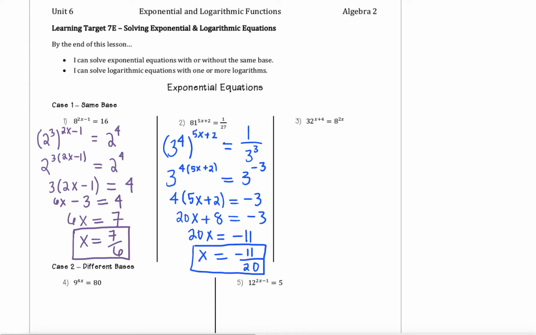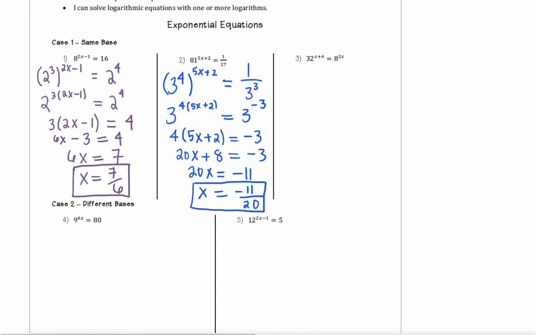In our third example here, this will also be a same base type of case that we have. We have 32 raised to the x plus 4 equals 8 raised to the 2x. I want you guys to try this one on your own, and we'll check this at the start of our next class together.